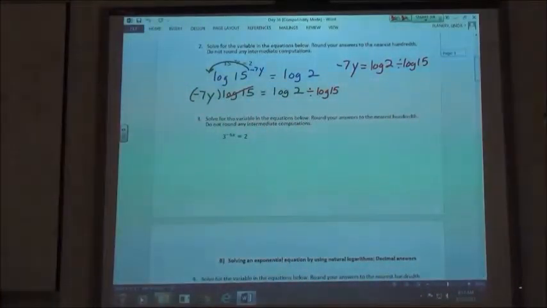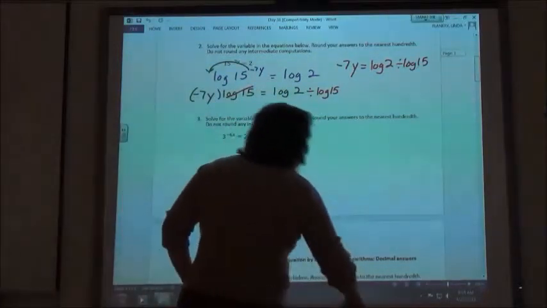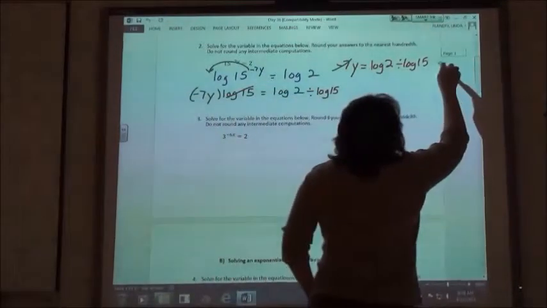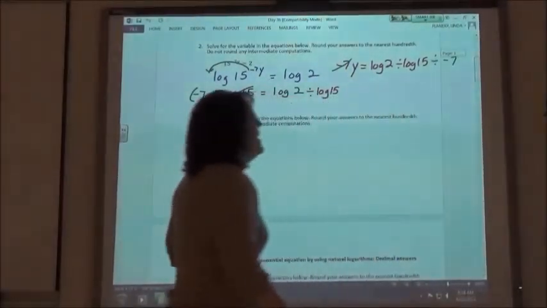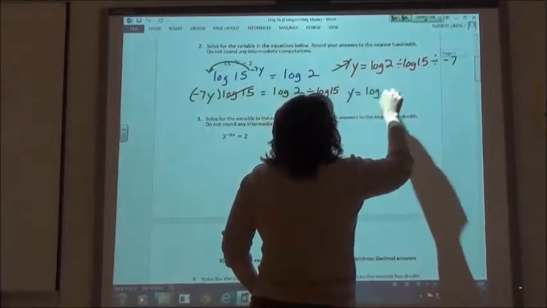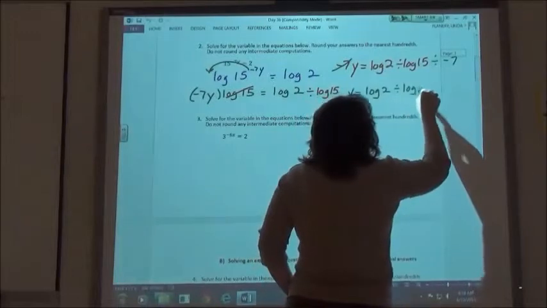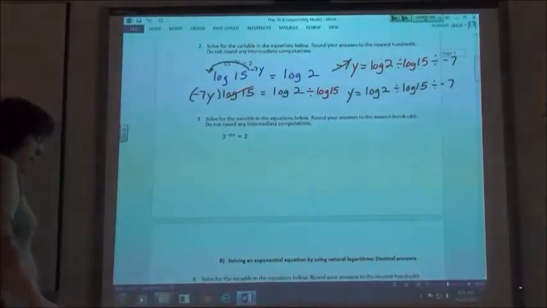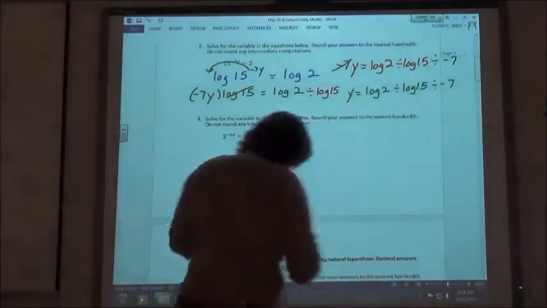Okay? Now, in order to solve that, that one's a little different than the previous one. What do we have to do to move that minus 7? We have to make it positive? Nope, it's not minus. We've got to divide. So we're just going to take it over here, and since we're using our calculator, we'll just make it another dividing instead of a fraction. So y is going to equal the log of 2 divided by the log of 15 divided by negative 7. And then we got to grab our calculator and figure that out.